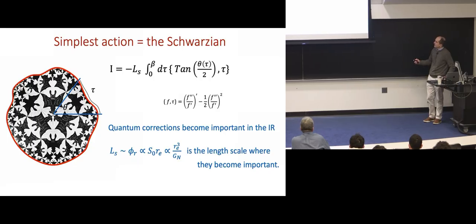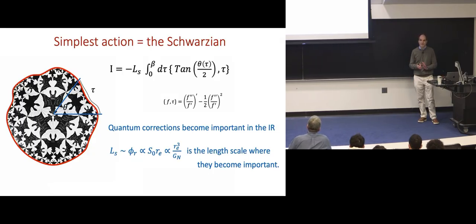So this length scale tells us the length scale at which this theory becomes strongly coupled. For short times, this theory is weakly coupled. We don't have to do the quantum mechanics of these modes. For times bigger than this distance Ls, the length scale set by the Schwarzian, that's what the notation intends to convey.